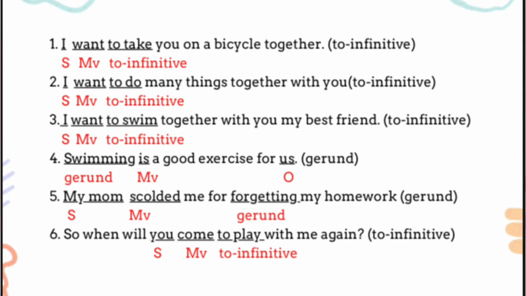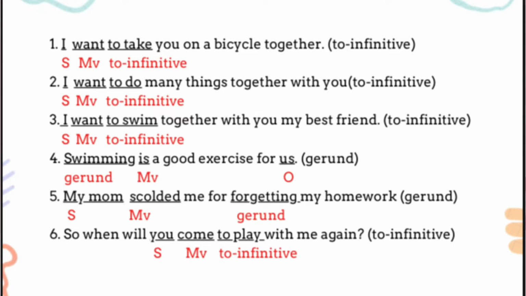Next, in paragraph 2, the first sentence, I want to take you on a bicycle together. The sentence consists of to infinitive. The subject of the sentence is I. The main verb of the sentence is want, and the to infinitive in the sentence is to take.